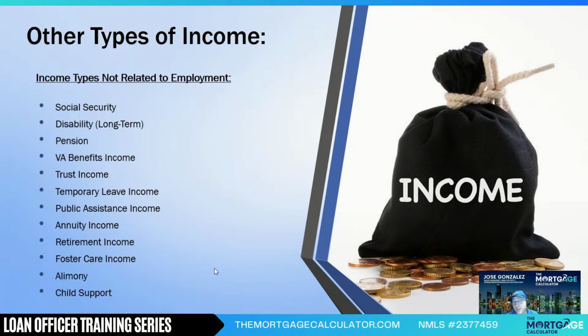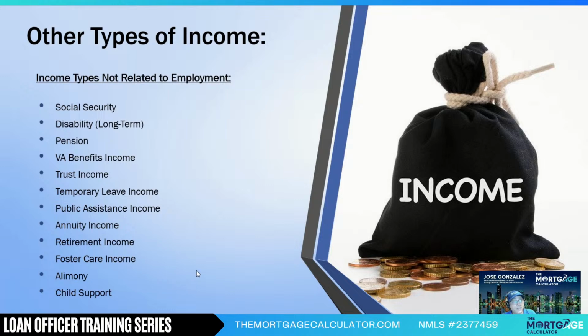Now, keep in mind, sometimes they may vary the reserve requirement. Some will say 10, some will say 8%, some will say 5%, some will say we don't even check it. So that's for non-QM. But getting back to other types of income, you can add the two that I mentioned there to your list.